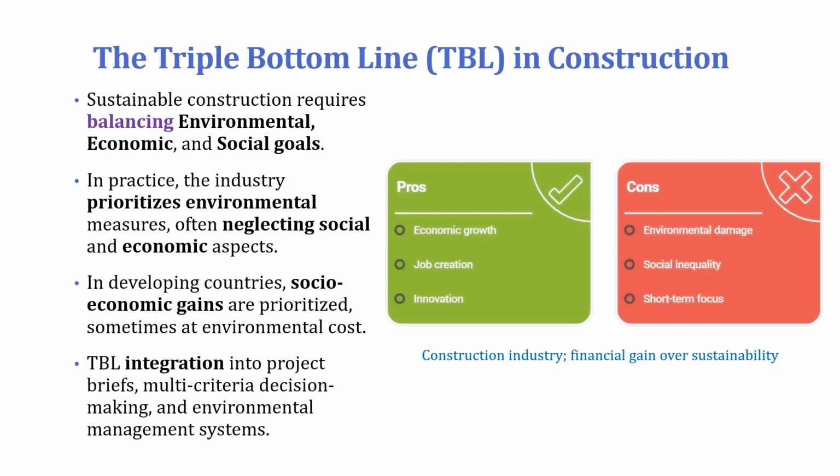The triple bottom line in construction is a simple process. The problem is we need some adequate balance between environmental, economic, and social goals. The problem is industry always prioritizes environmental as it's related to the regulations, and in developing countries we only focus on economic gains. Economic gains get you economic growth, job creation and innovations, but if you ignore the other aspects, it will lead to environmental damage, social inequality, and short-term focus.